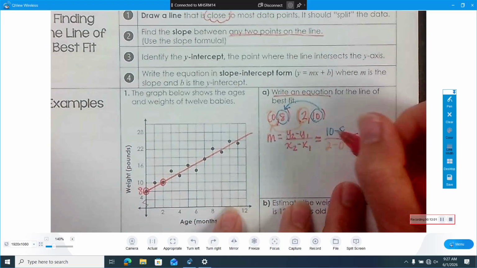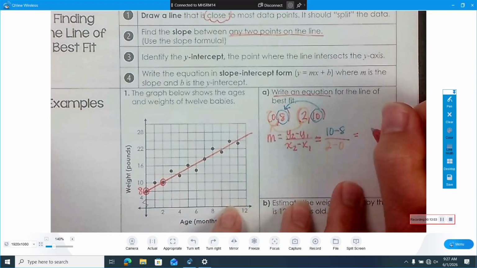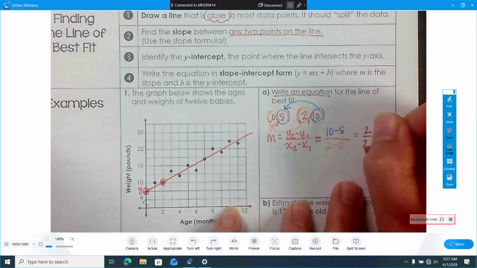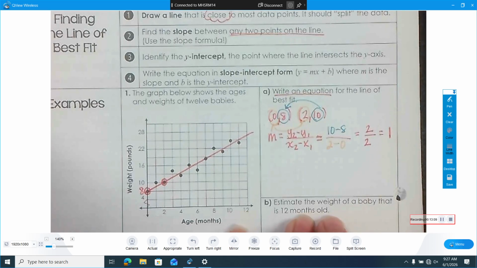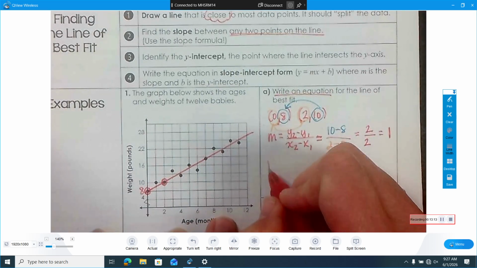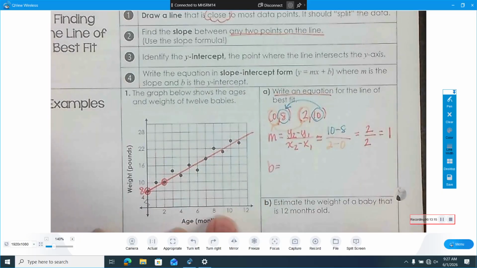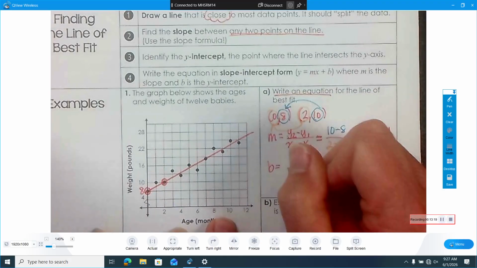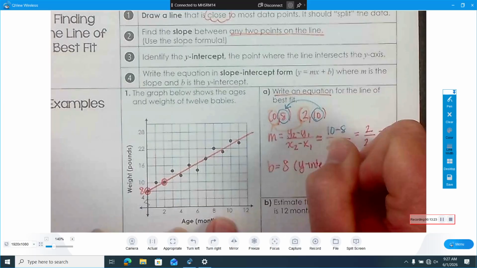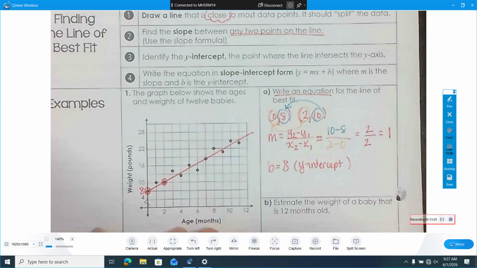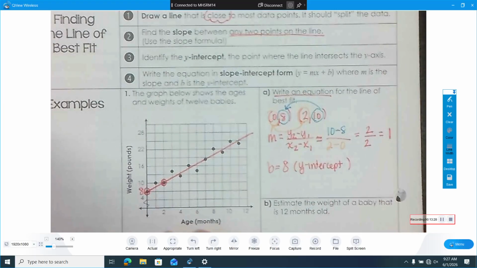All right, so that is, what is 10 minus 8? 2 over 2, and what is 2 over 2? 1. All right, so that's my slope. And my B, where did my line begin at? 8, yeah, my B is 8. The y-intercept, where it intercepts the y-axis.